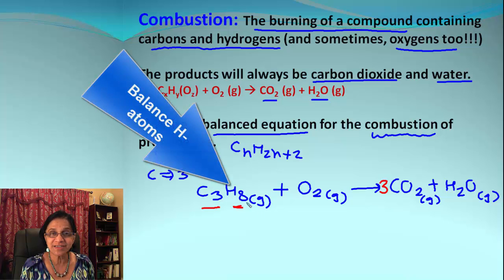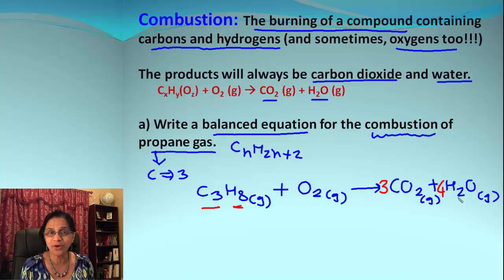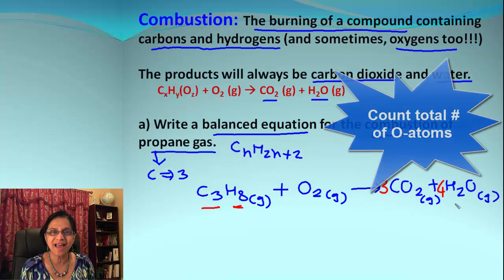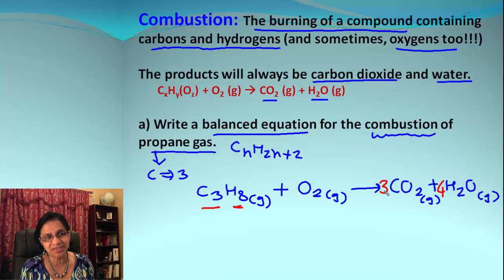Then look at the number of hydrogen atoms. We have 8 atoms, so on the right side, match those 8 atoms. It will be 4H2O. 4 times 2 will give us 8. Now look at the product side and count the total number of oxygen atoms. So in carbon dioxide, we got 3 times 2, 6 oxygen atoms, and with water, we got 4 times 1, 4 oxygen atoms. When we add those together, we get the answer 10.